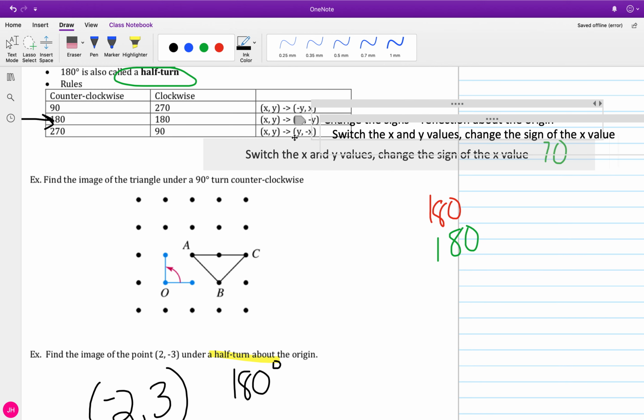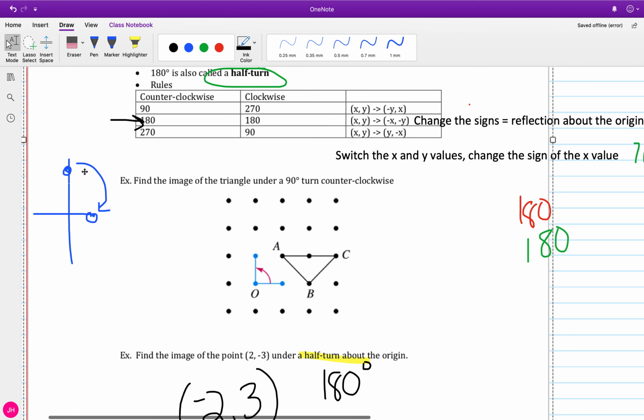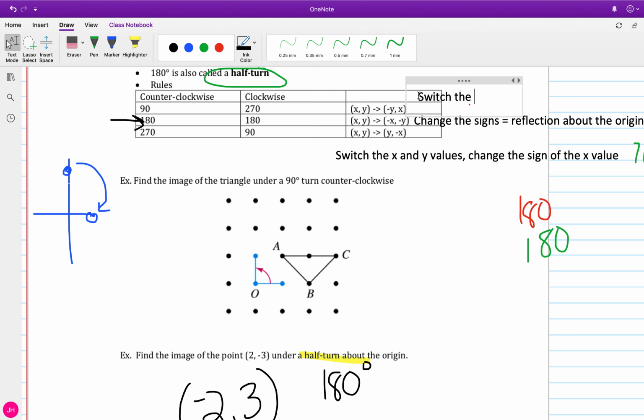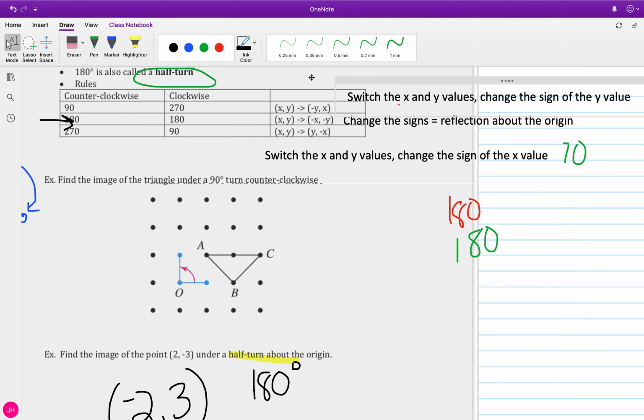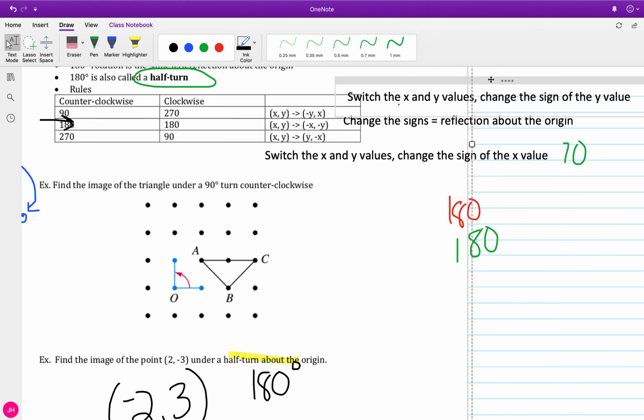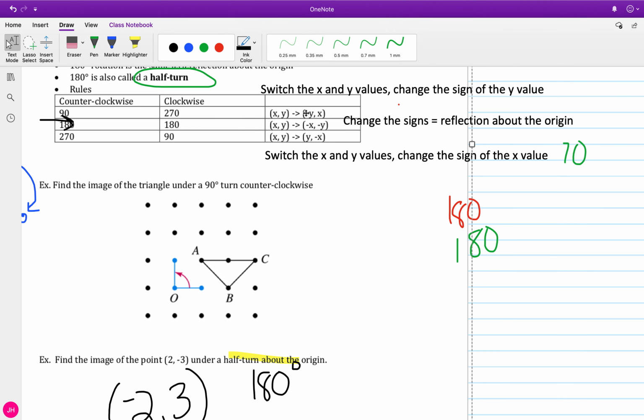Let's move that so we can see it. So that's this bottom one over here. We're going to switch the x and y values because instead of being up here at the top, we're going to be down there. Then we also have to change the sign of the x value. Now it's going to be the opposite. If we're going to go counterclockwise all the way over here to 270, we're going to switch the x and y values again. So we're still switching, but now we're going to change the sign of the y value. So you switch in both of them, just knowing the difference of the x and the y to change.